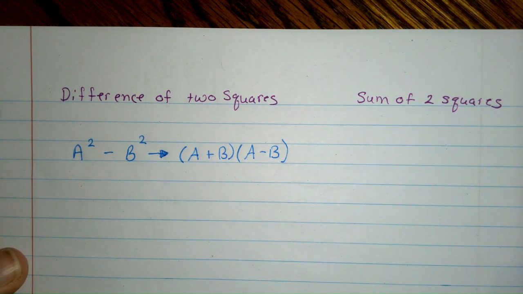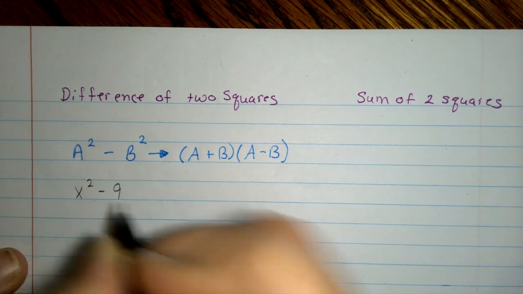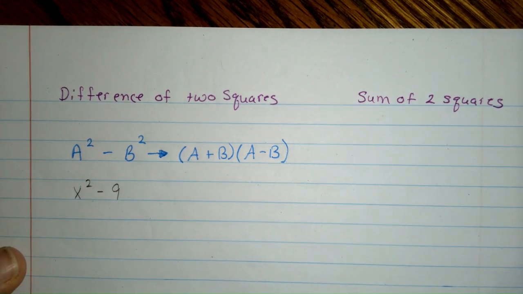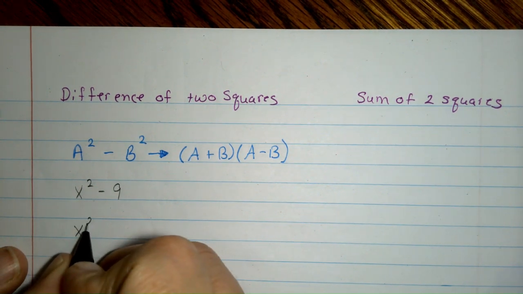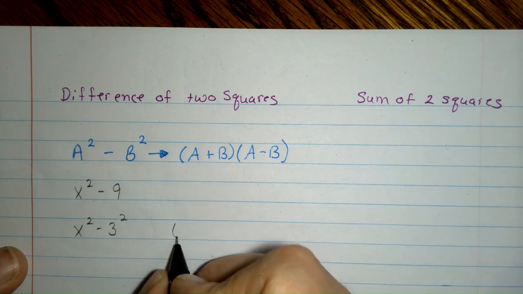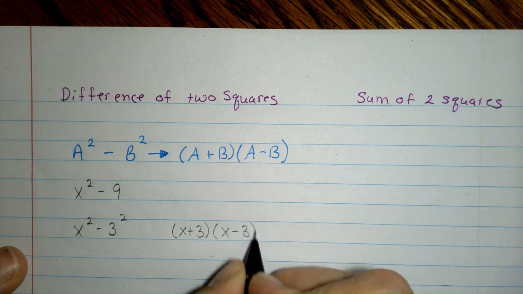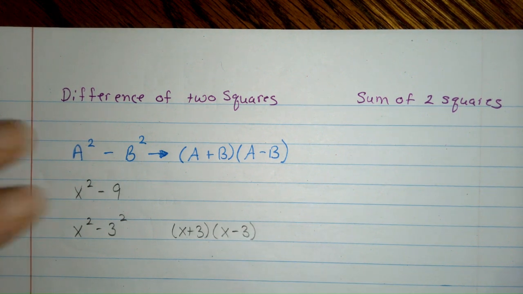And we saw that when we did the x squared minus 9 problem. Now I know you might be thinking 9 isn't written as something squared. Well, if you think of it as x squared minus 3 squared, now it is, and our answer was x plus 3, x minus 3. This is a rule that I suggest you memorize and you become comfortable with because you're going to use it a lot.